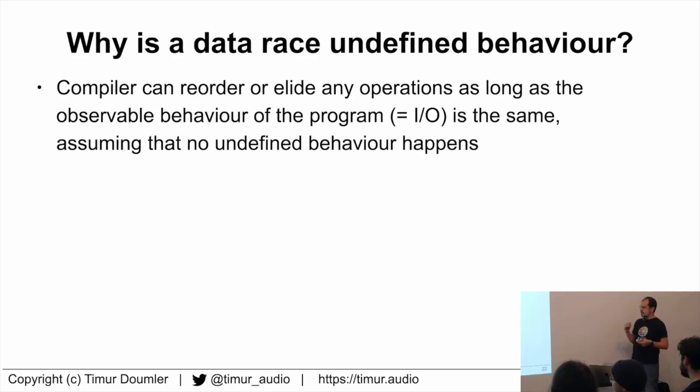And when it does that, it assumes that no undefined behavior ever happens. So that's what undefined behavior really is. It's not an error. It's not like, oh, you did something evil, I'm going to punish you. No, it's like the compiler is going to assume that that can't happen and optimize based on that assumption.